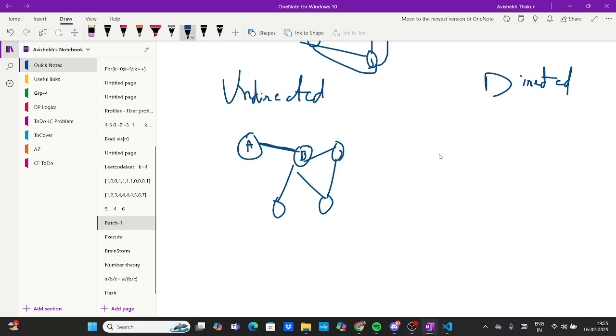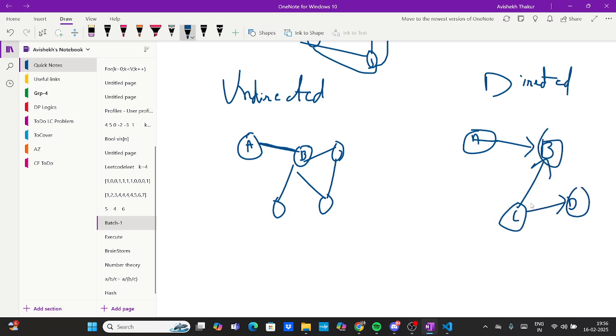Okay, but coming to directed, it's kind of opposite to that. That is, you have a graph, but you have directions now. Something like this. Now you can probably think of A as having sent a friend request to B, or A is connected with B, C is connected with B, something like that.